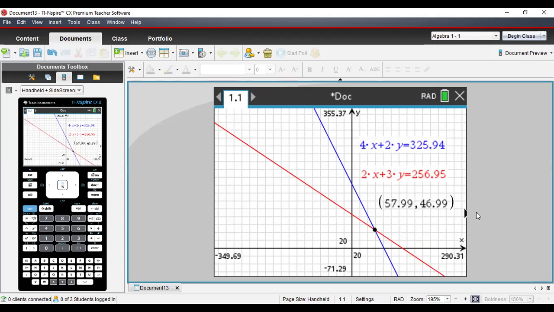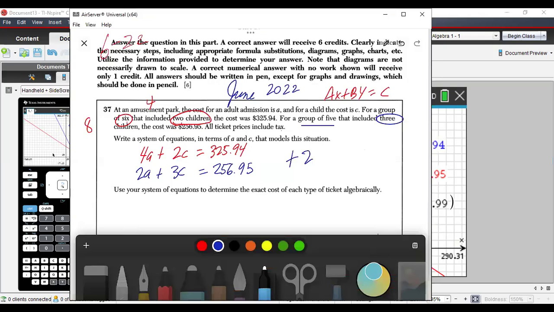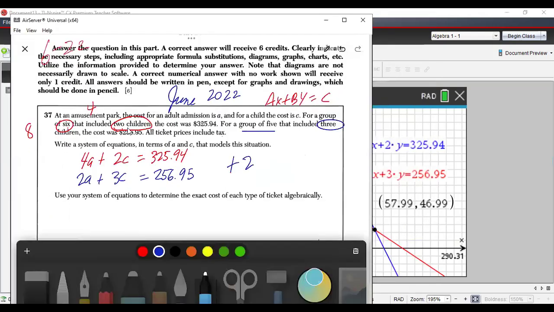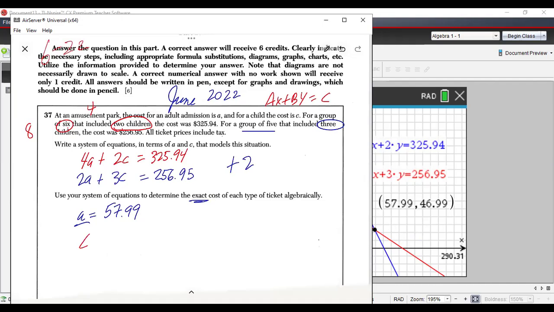Don't round it, give them the exact, because it says it. It says right here, let me move this over a little bit, it says give the exact cost. So let's do that. So adult tickets are $57.99. Now notice, even though I had to enter the X and Y, when I go to answer this, I'm going to say A equals. I can't say X equals because there is no X in this problem. I just use the X because I needed that for graphing. And then I'm going to say the children's ticket is $47.99, so $10 less.